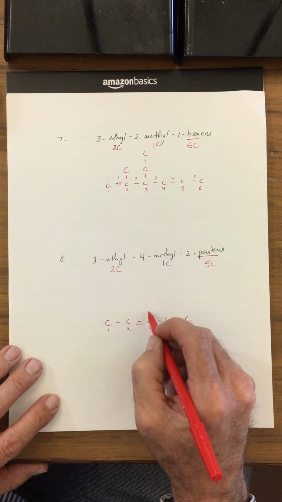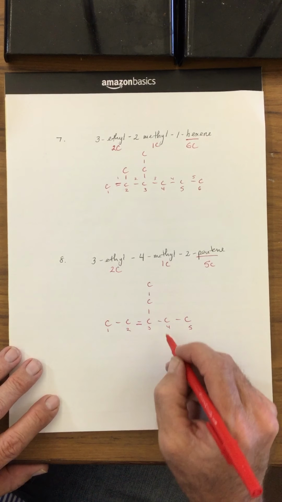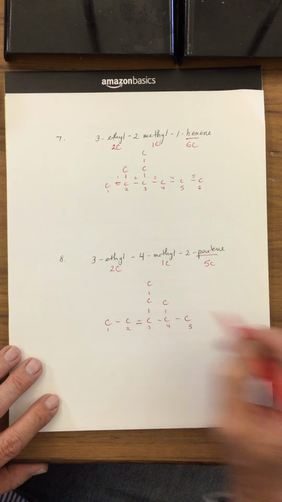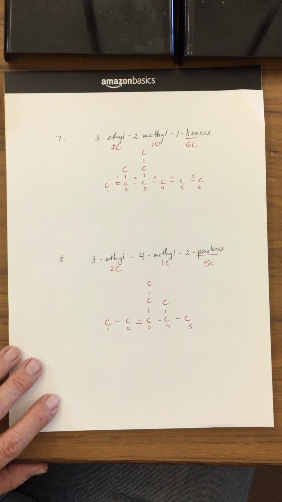1, 2, 3, 4, 5. Attached to number 3 is going to be a 2 carbon, 1, 2, and attached to 4 is going to be a single carbon. We could have drawn those down there. We could have drawn the 2 down there as well. That's it.